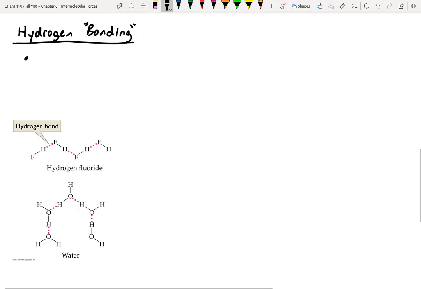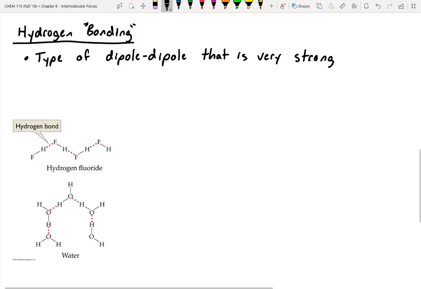So let's make a note of what's going on with hydrogen bonding. It's a type of dipole-dipole that is very strong. A good way of thinking about hydrogen bonding is a hydrogen atom is shared.